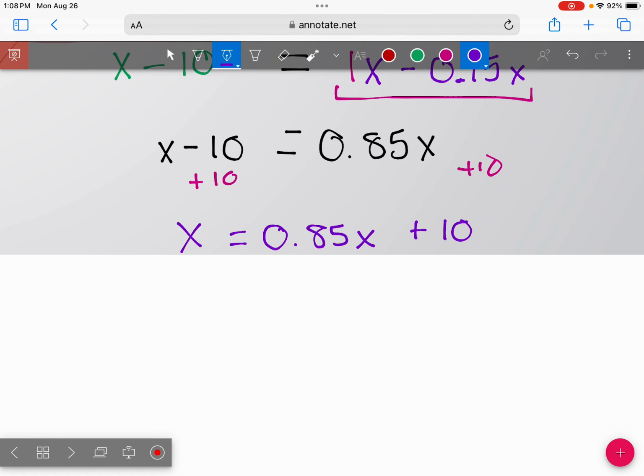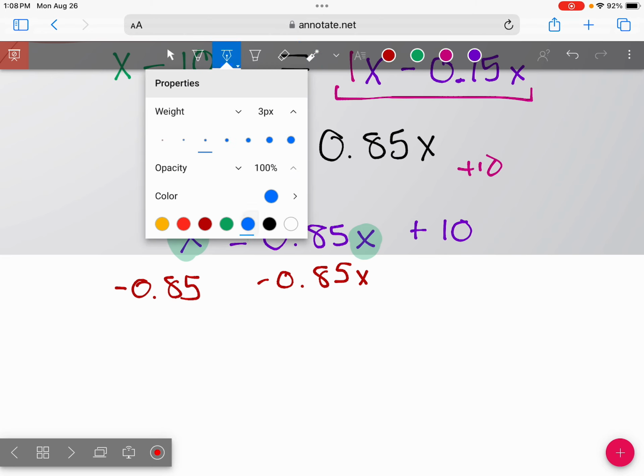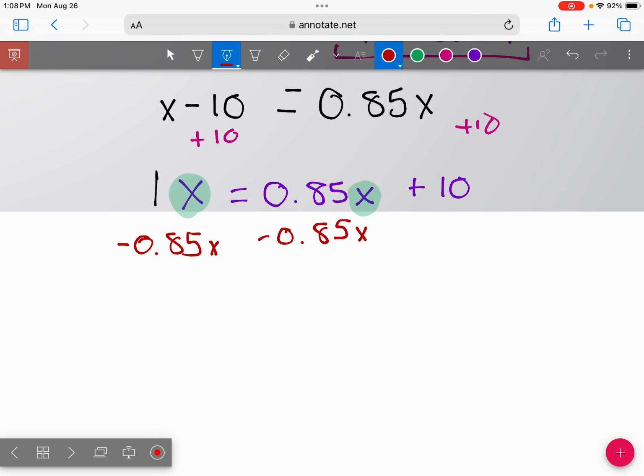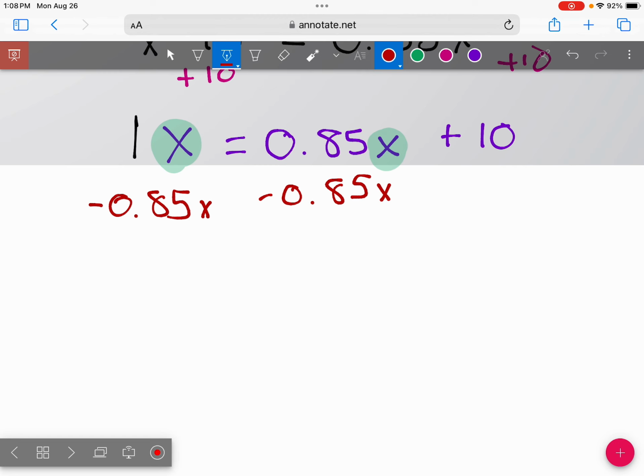Now what are we going to do? Don't divide yet. What do we need to get together? My x's. How do I get this x and this x together? Subtract what? Minus 0.85x from both sides. How many x's is this one? 1x. So now I have 1x minus 0.85x. Sorry, that's an x. I just didn't get it written there. So how many x's do we have left on the left-hand side?